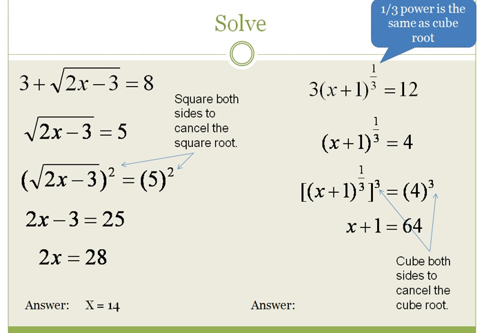Goodbye. X plus 1 on the left. 4 times 4 times 4, 64. Minus the 1, get 63. And then you can check it again, just to make sure we know what we're doing.